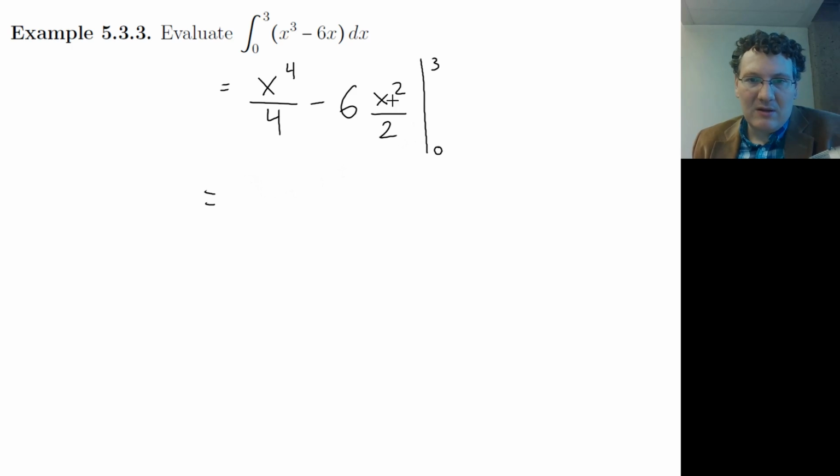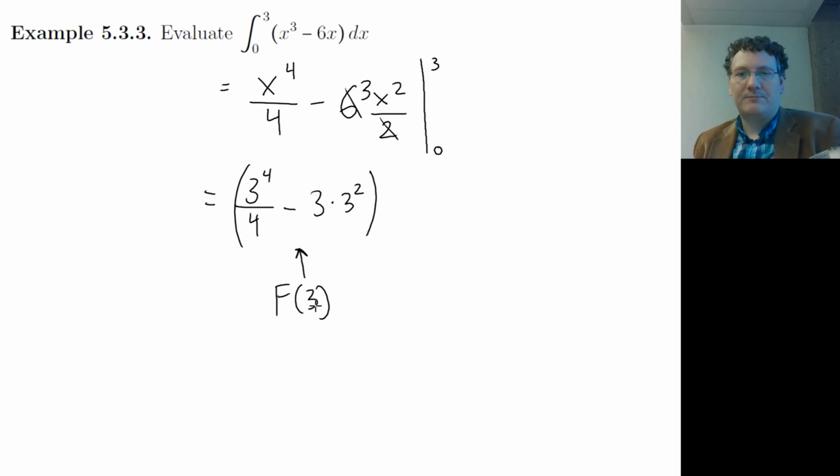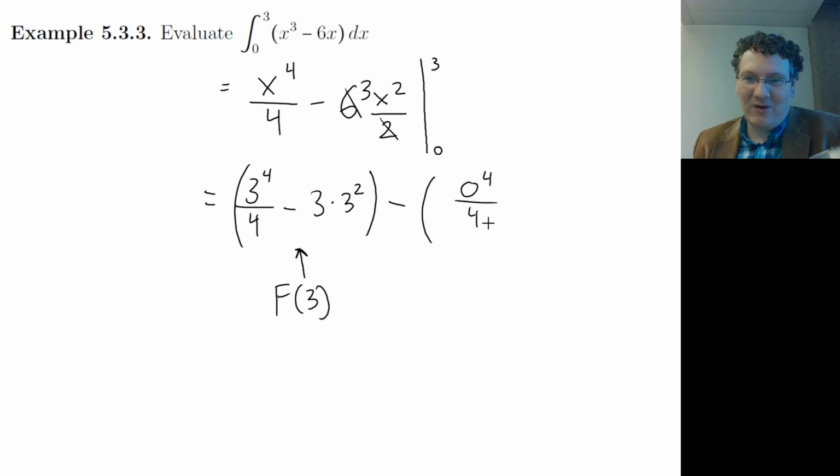And now, let's see, I can clean this up a teeny bit, put that as 3x squared. So we're going to plug in the 3. We'll have 3 to the 4th over 4 minus 3 times 3 squared. This is f of 3, minus, if we plug in 0, we're going to get 0 to the 4th over 4 minus 3 times 0 squared. Well, this is f of 0.